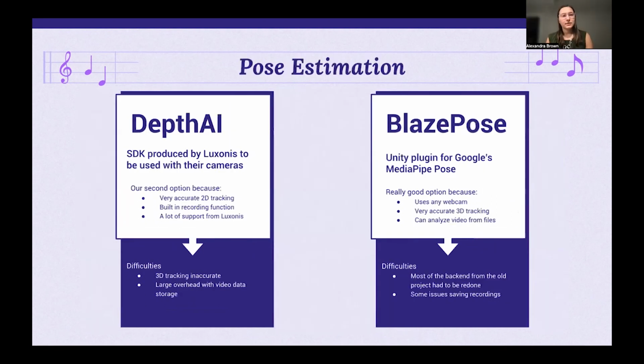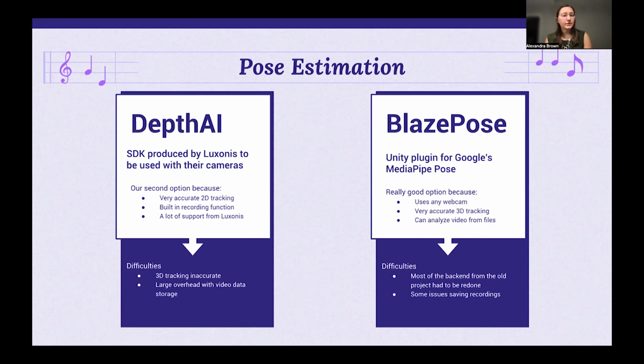So when looking at pose estimation, version 1 used the Kinect camera, but they also used the Kinect SDK. So when we came in, we had to find a new way to do pose estimation. When we settled on the OAK-D Pro, we also looked at Luxonis's SDK, DepthAI. This was a great option at first.